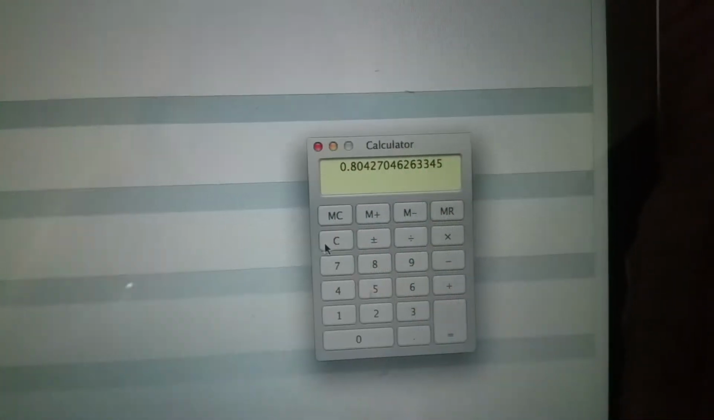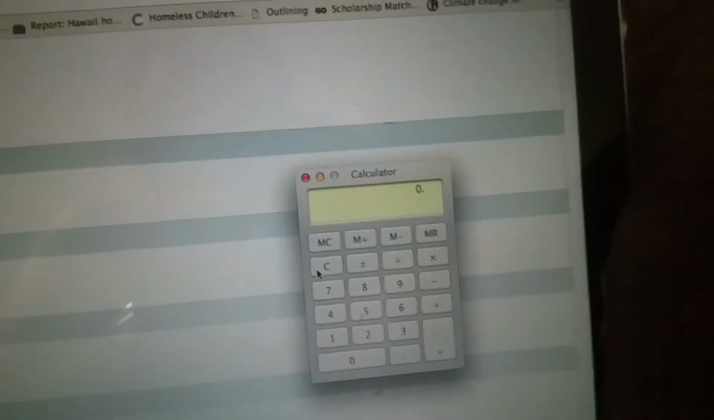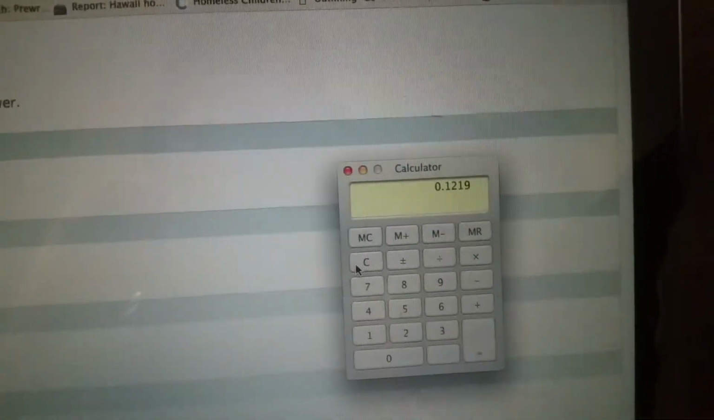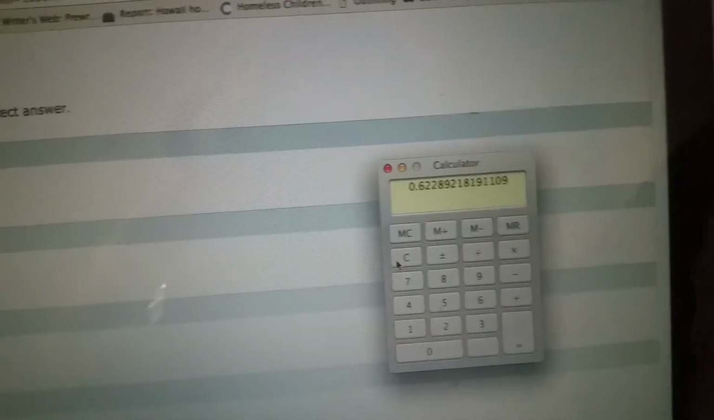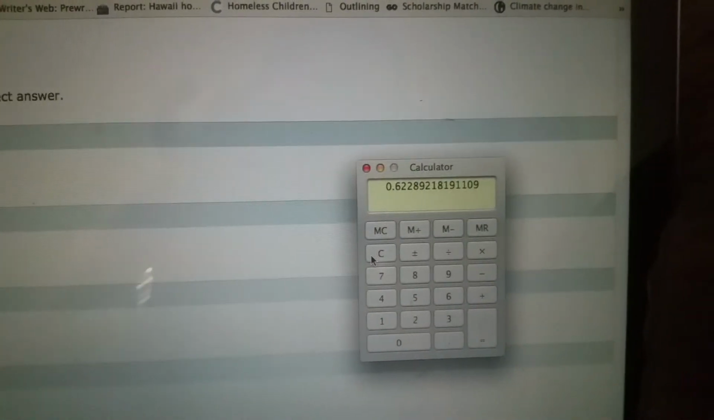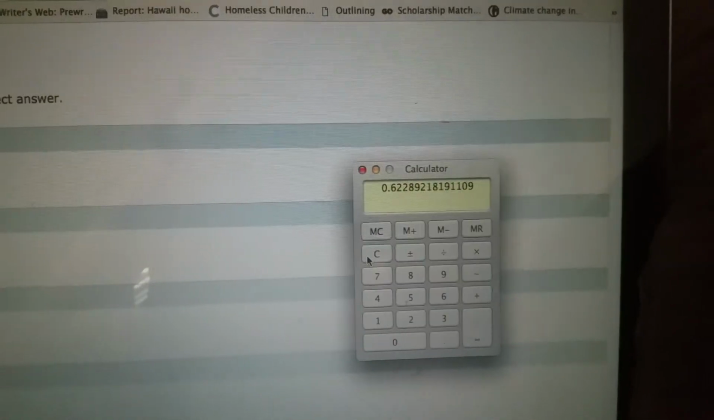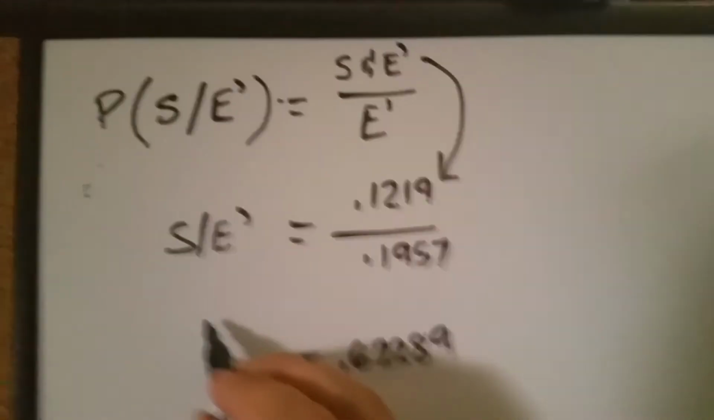So let's go to this. We have 0.1219 divided by 0.1957 equals 0.62289.